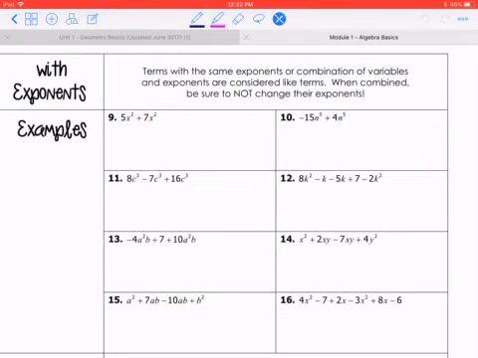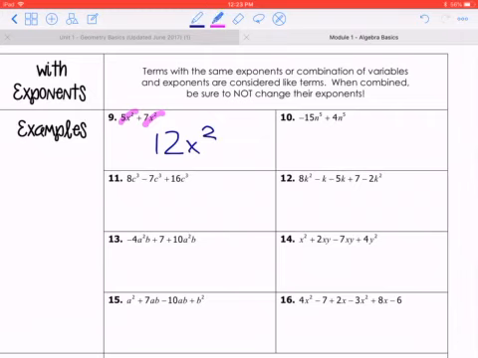Same thing, I'm just going to add in some exponents. We may not do all of these examples here. So now, terms with the same exponent or combinations of variables and exponents are considered like terms. Before it was just an x, but now if I have an x squared and an x squared, those match, so I can combine them together. So 5x squared plus 7x squared is going to give me 12x squared. Notice when I'm adding together, all I'm adding are the coefficients. The variables and the exponents do not change at all when you're combining like terms. All you combine are the coefficients, the numbers that are in front.